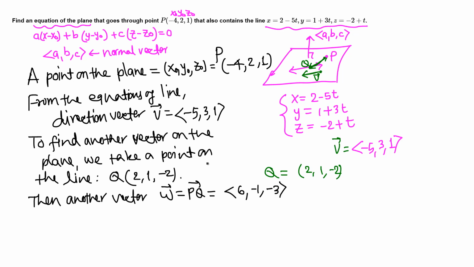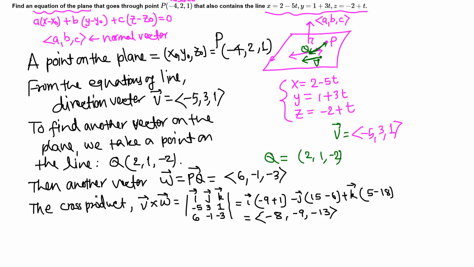Now we find the cross product of V and W, because V and W both lie on the plane, and the cross product will be orthogonal to the plane. That means it is in the direction of the normal vector, and that will be one normal vector. Let's find the cross product here. The cross product of V and W, two vectors on the plane, will be our normal vector. Now we go back and use this formula to find the equation of the plane.